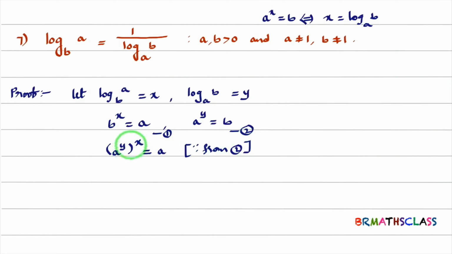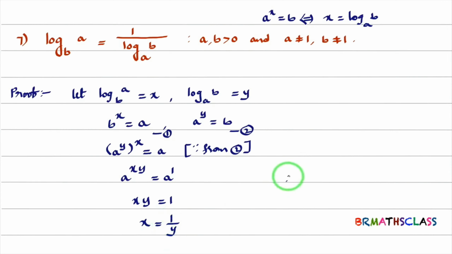Okay, a power m whole power n is a power mn. A power y whole power x can be written as a power xy equal to a. A can be written as a power 1. You observe here, bases are equal, so powers are also equal. So what can I write from this? I can write that xy equal to 1. From this, what is x? x equal to 1 divided by y.